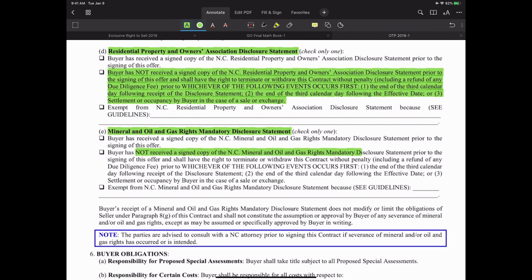Correct. And again, a different lecture here, but while on new homes the RPOD would not be required, the MOG would be required if it was a new home, as well as most resales. Exactly. All right, can we move on to the next section?